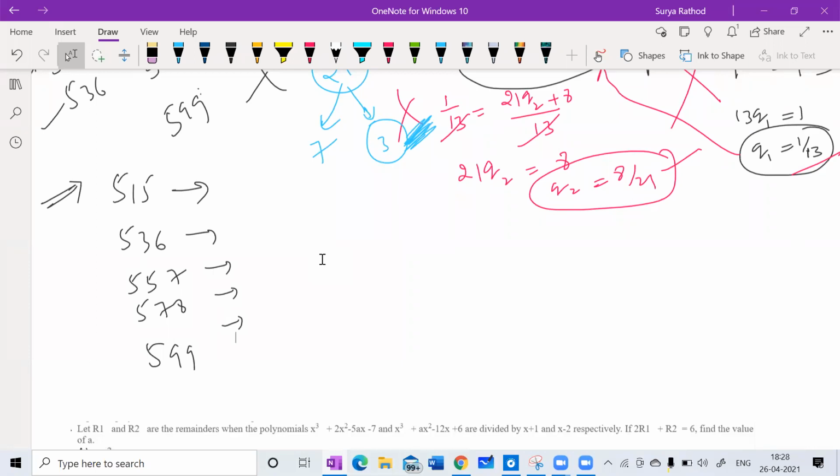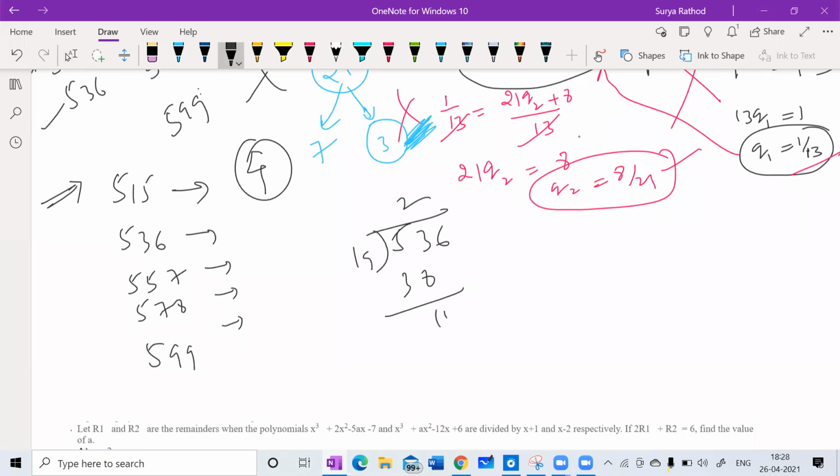Which one, the first one? Dividing by 19, what is the remainder? 4. Sir, 10. Oh, we are running out of time. Sorry, I did it by 9. Sorry, sir, it's 4. Yes, 4. Now look at 536 divided by 19. 19 twos are 38.